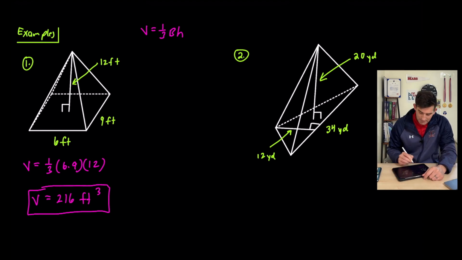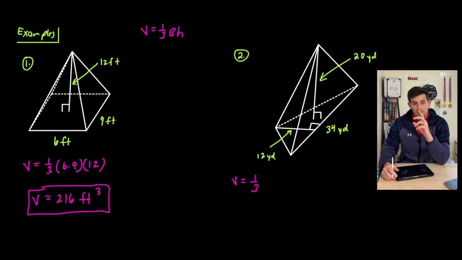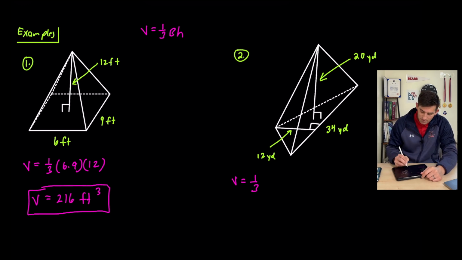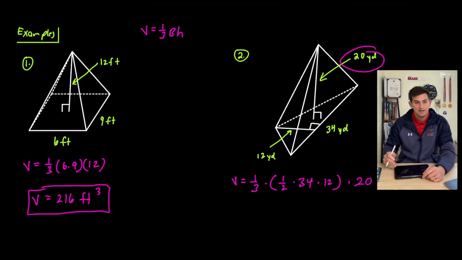All right, and for number two, we have our same formula, 1/3 times the area of the base times the height, but now our base shape is a triangle. So the area of this base is going to be 1/2 times the base times the height. Well, the base here we see is 34, and the height would be 12. And now 20 here would be the height of our entire prism, or excuse me, pyramid. So that's how we would set up our equation.